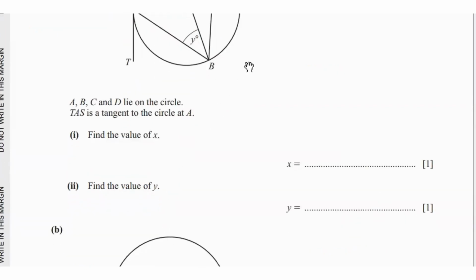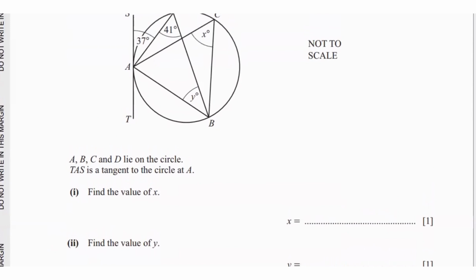Then it says find the value of y. If you remember the alternate segment theorem and focus on triangle ADB, if this is 41, this will be 41. If this is 37, this will be 37. And this would be 180 minus 41 minus 37. Hence, angle y is the same as 37.